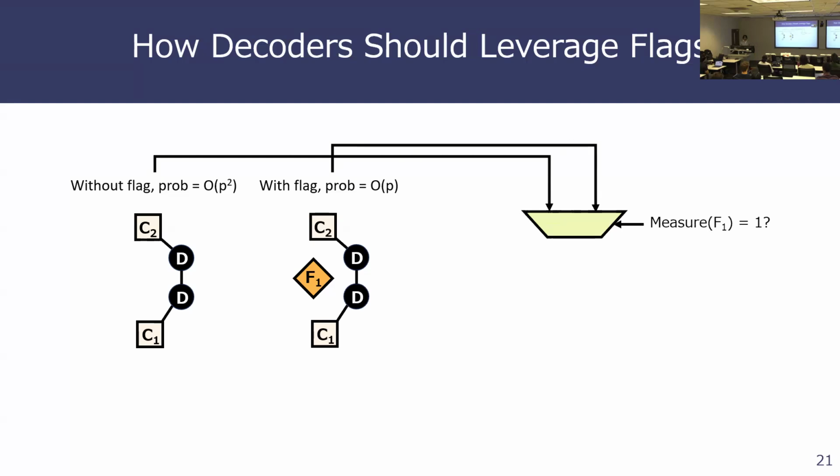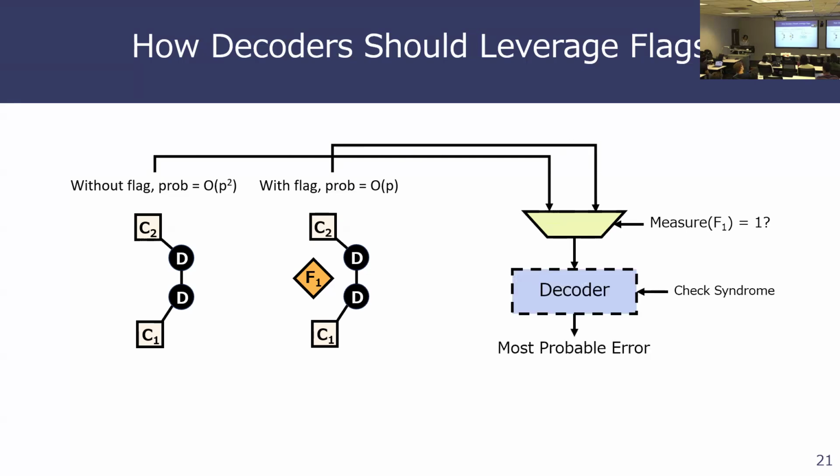And what I'm going to do is, when I'm trying to estimate the probabilities of what has occurred and what hasn't occurred, I'm going to check if my flag has been measured 1, and I'm going to choose the correct outcome. So if my flag is measured 1, I'm going to choose my flagged error event. If it is not 1, I'm going to choose my non-flagged event. And then I want to send this to my decoder, and then it's going to give me the most probable error. That's ideally how decoders should leverage flags.